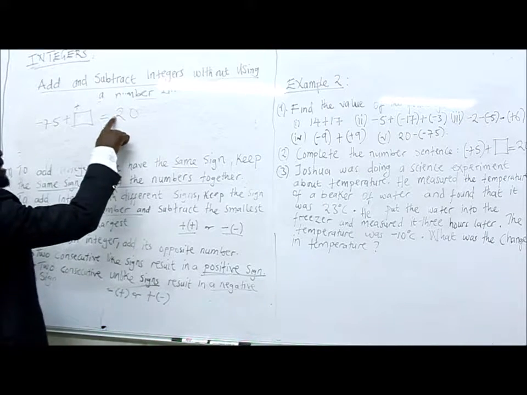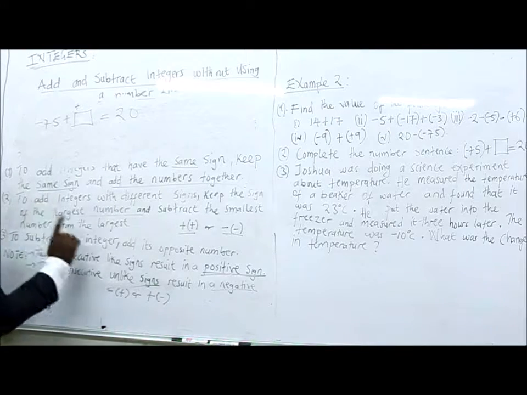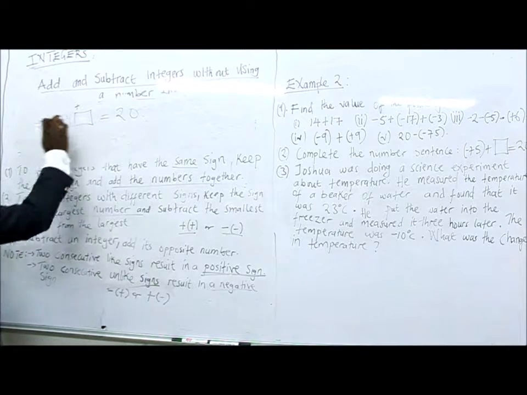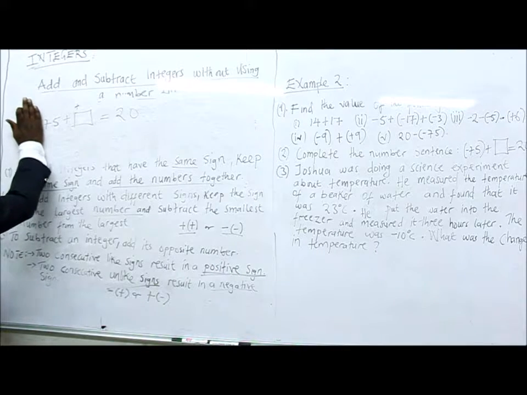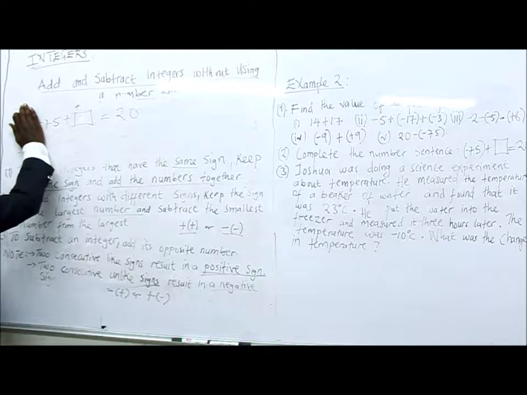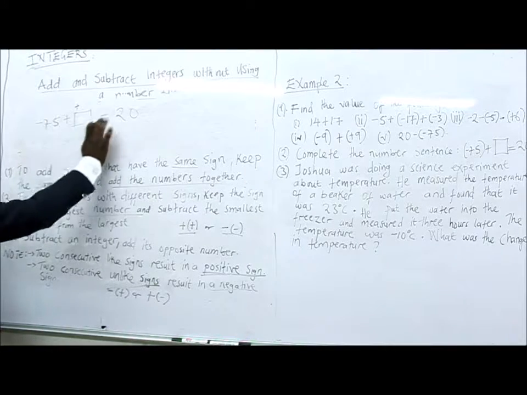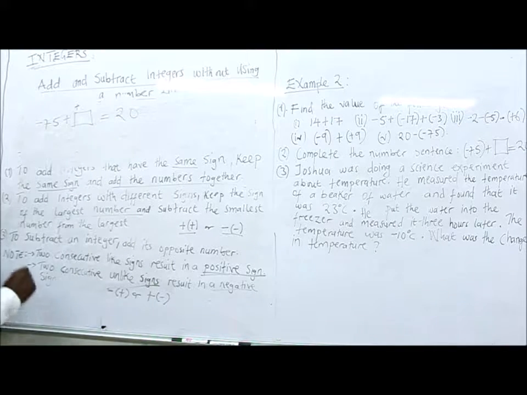Now, since our answer is positive and they have kept the positive sign, it means that the number which is here is larger than 75, negative 75. The number which is here is larger than 75. How did we know? Because the sign here we have kept is a positive, since it's positive 20.